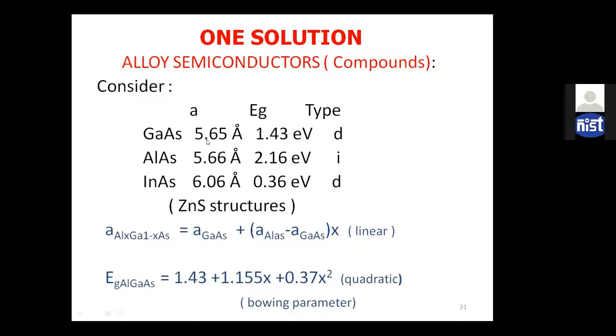What does alloy mean? For example, there are binary compound semiconductors like gallium arsenide, aluminum arsenide and indium arsenide, with gallium arsenide having a direct band gap and aluminum arsenide an indirect band gap. Out of these binary compounds, we can make a ternary, for example aluminum gallium arsenide. If you use the linear approximation, you can find the lattice constant and also the band gap. You simply change x, the alloy concentration, and you can change the band gap. So now it is in our hands, we can control it.